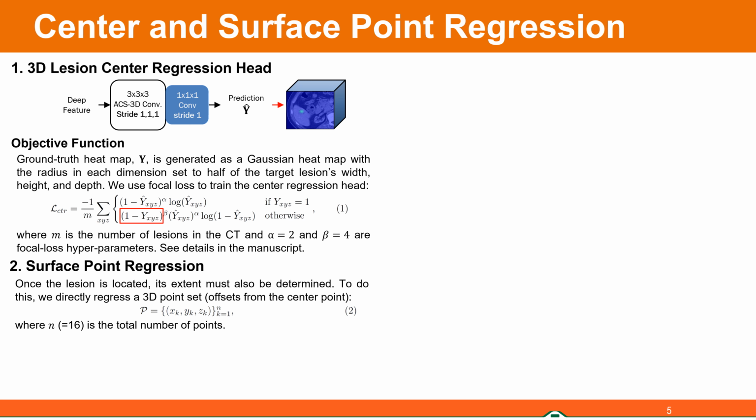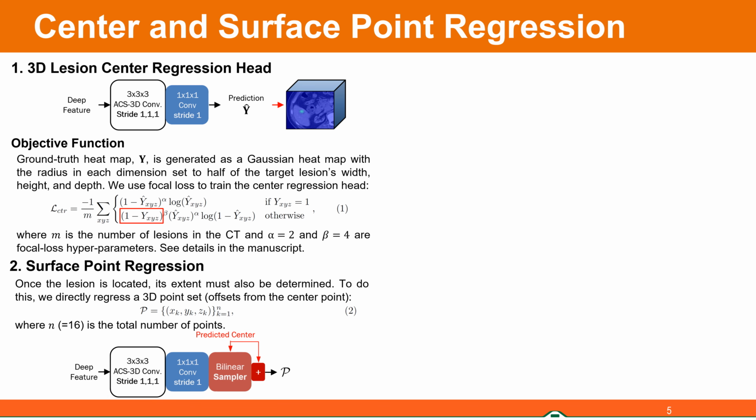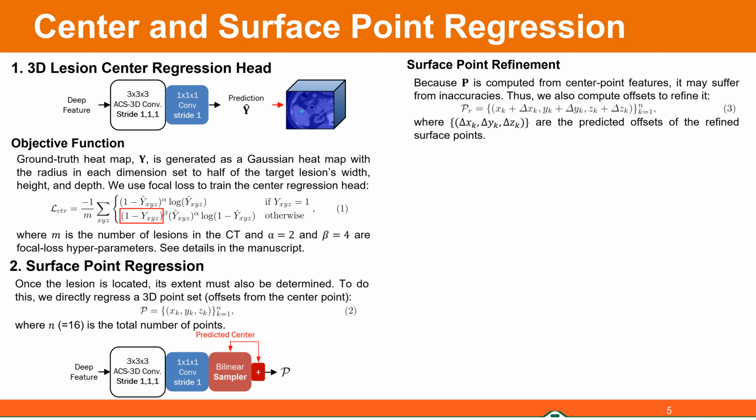Once the lesion is located, its extent must also be determined. To do this, we directly regress a 3D point set using backbone features located at the center point, where n is the total number of points. This requires an ACS 3D convolutional layer, a fully convolutional layer, and a bilinear sampler.